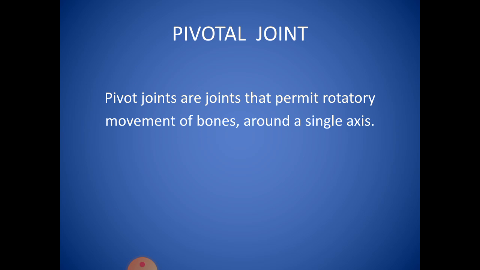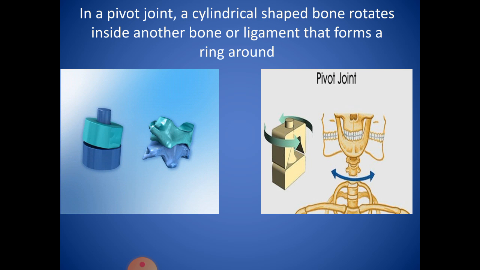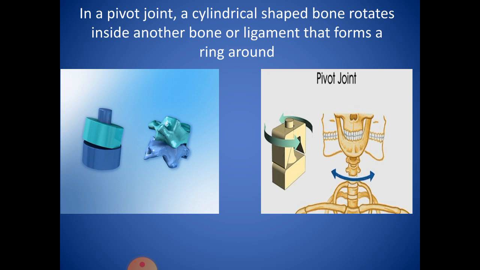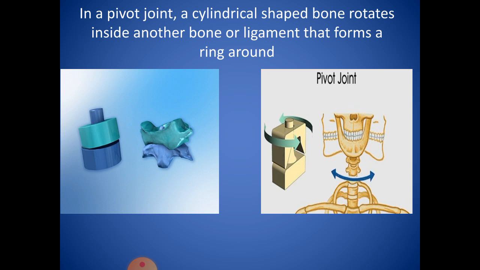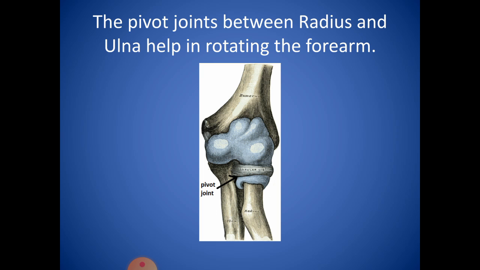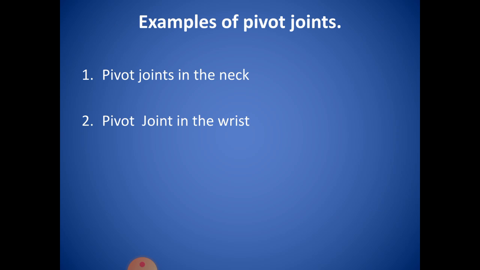Next is pivotal joint. Pivotal joints are joints that permit rotatory movements of bones around a single axis. As you can see in this picture, a pivot joint, a cylindrical shaped bone, rotates inside another bone or ligament that forms a ring around. The pivot joint, which is present between radius and ulna, the bones present in our forearm, makes the movement possible. Examples of pivot joint, or the locations: we can find our pivot joint in neck and in the wrist.